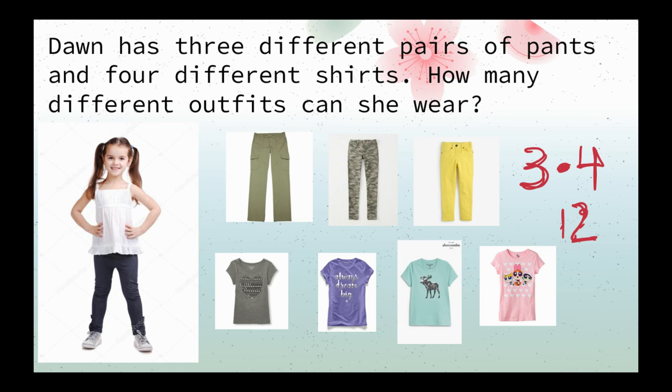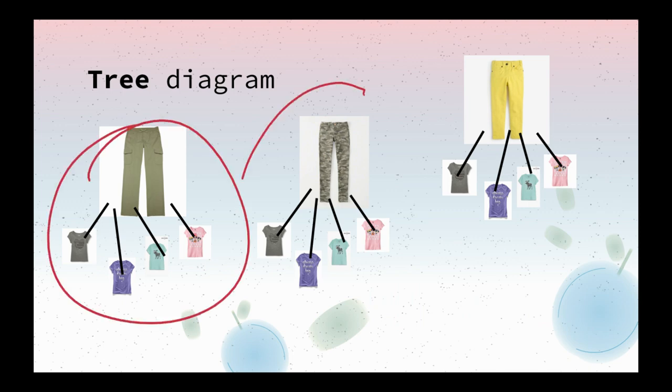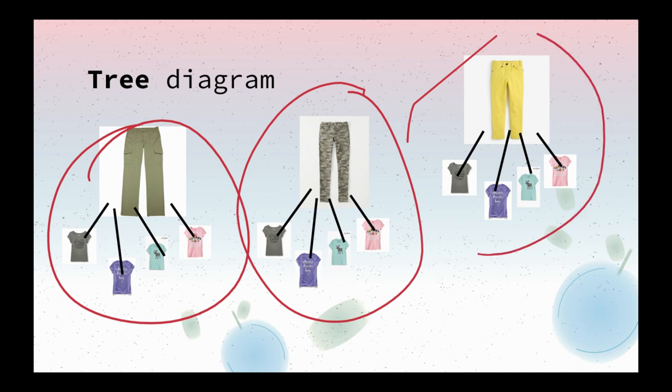Now let's break this down a little bit and see if that actually works. So here I have what is called a tree diagram, and I'm matching each pair of pants with the shirts to show the total number of outfits we can make. So if we do gray shirt and green pants, it's 1, purple shirt and green pants is 2, etc. So we've got 4 outfits here, plus another 4 outfits here, plus another 4 outfits here. 4 plus 4 plus 4 gives us a total of 12. So that is, in fact, the correct answer.